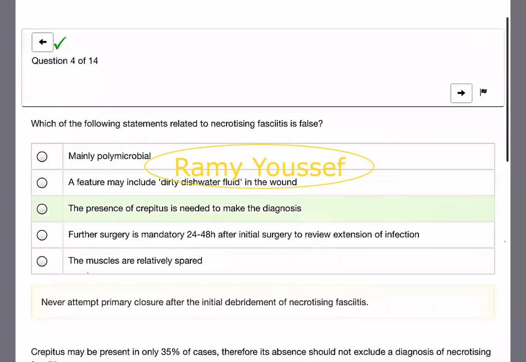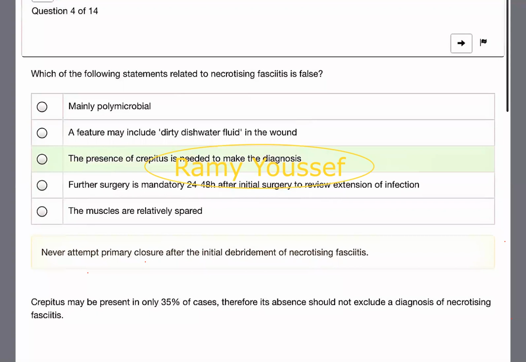Crepitus is present in only 35% of cases. The infection is mainly polymicrobial, right? Dishwater fluid is pathognomonic for it. Surgery is mandatory to avoid septicemia and septic shock. Muscles are mostly relatively spared because it is a subfascial infection and spreads in the fascial planes without involving the muscles.